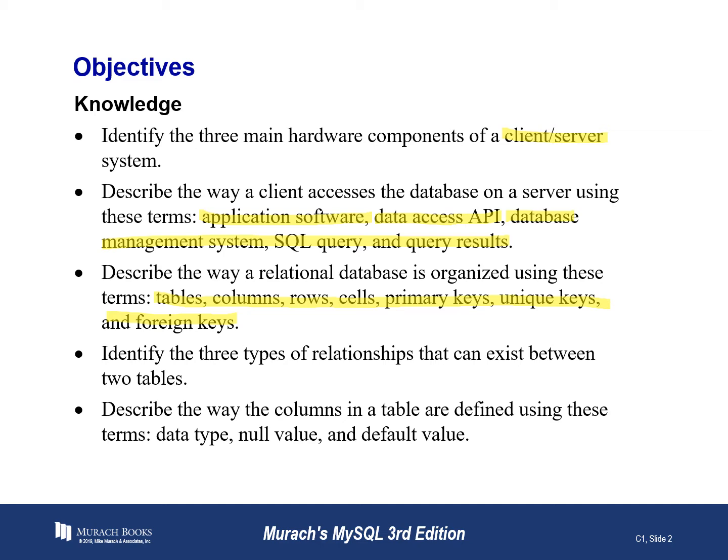Identify the three types of relationship that can exist between two tables. So three types of relationships are going to be one-to-one, one-to-many, and many-to-many relationships. And we will see some examples later on. Describe the way columns in a table are defined using these terms: data types, null values, and default values. What are those things? We discuss those in this chapter as well.